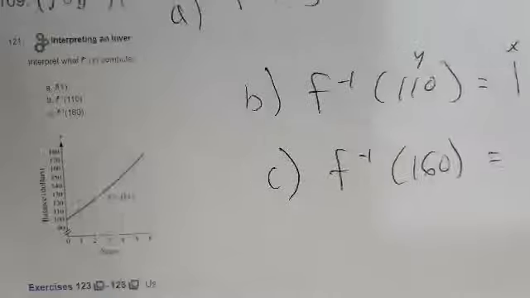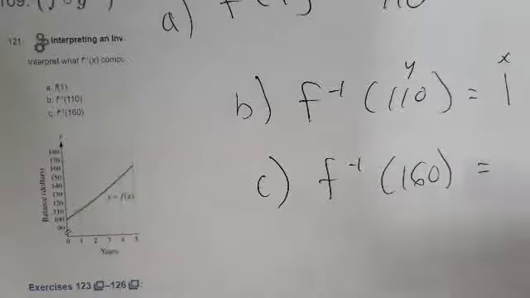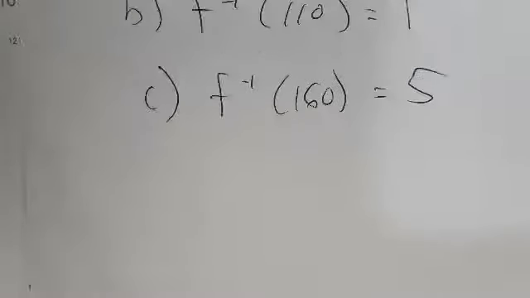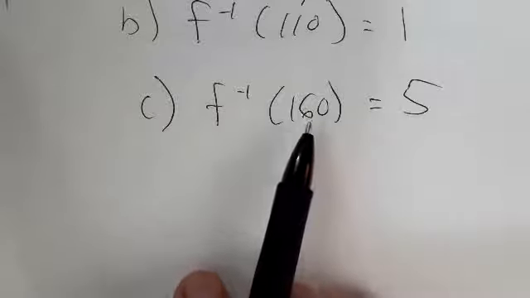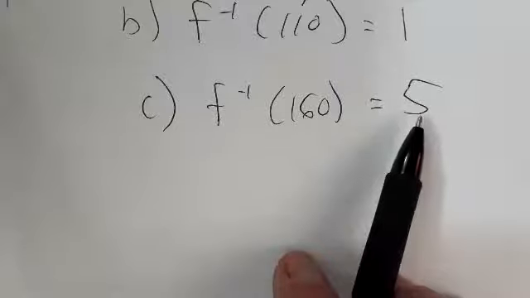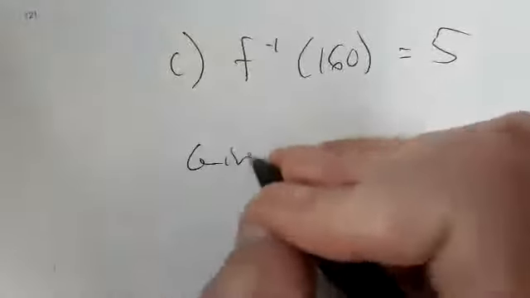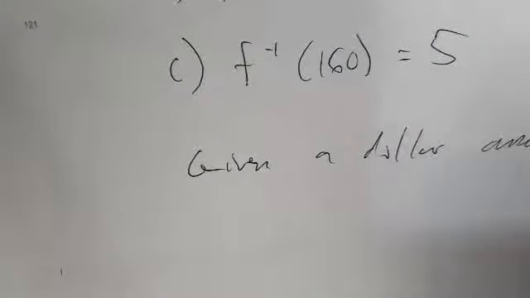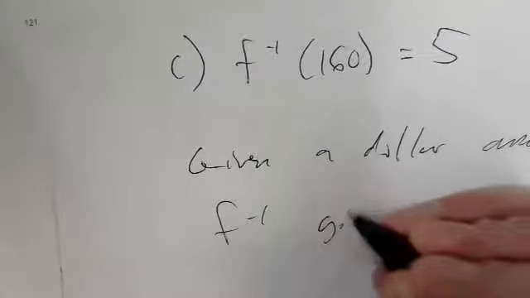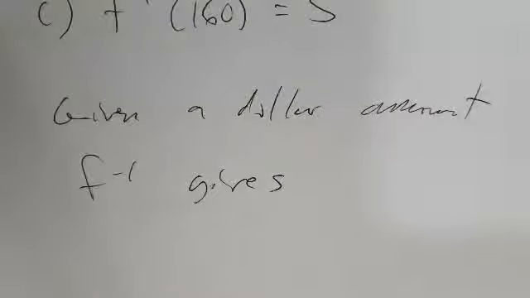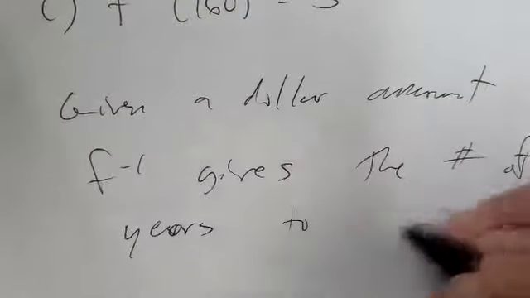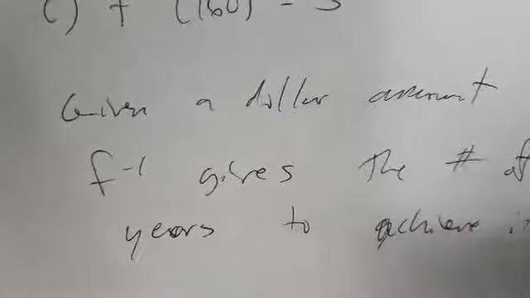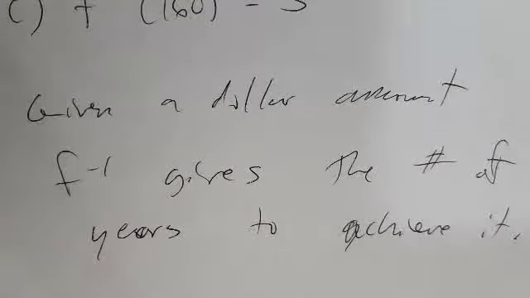F inverse of 160, what number is that giving me when I look across here? 5. It should be giving me 5. And I think they want us to interpret what f inverse of x computes. So what are we inputting? A dollar amount. We're inputting a dollar amount to get a year amount. So given a dollar amount, f inverse gives the number of years to get there, right? Something along those lines. Input a dollar amount, it's going to output the number of years.